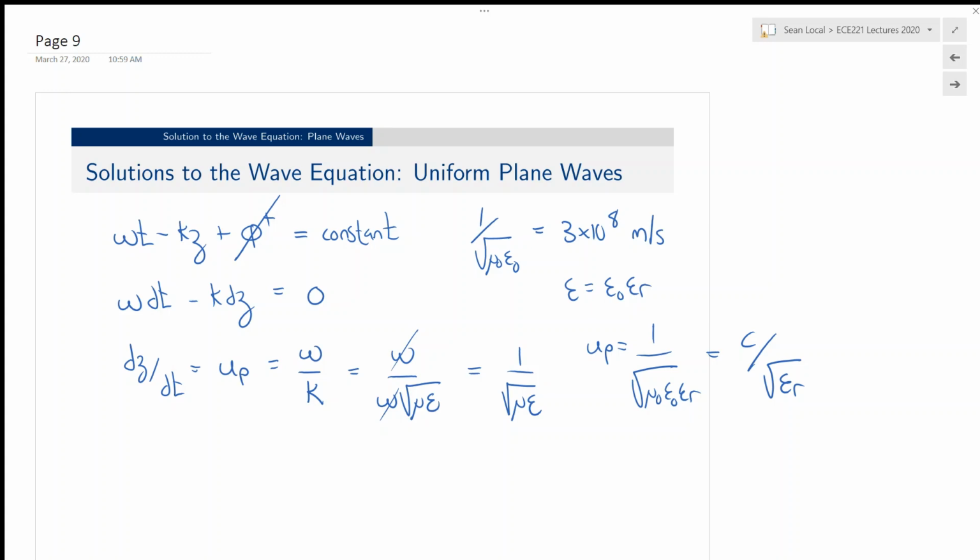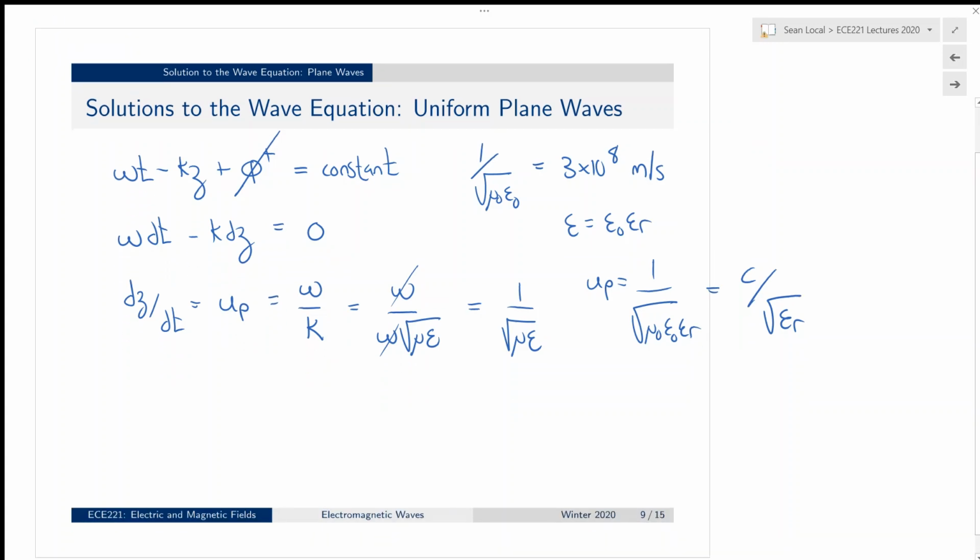Another important parameter that we can identify is something called wavelength. So wavelength is like the spatial period of a wave, and we use a Greek letter lambda for wavelength. And let's just write down that it is the spatial period of the wave.